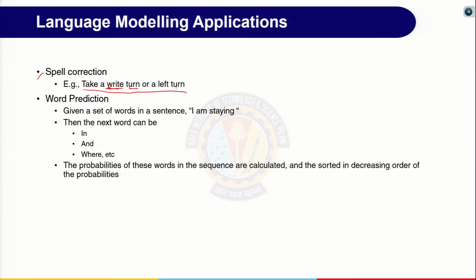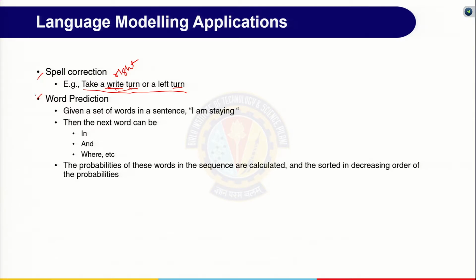As we are talking about turns, we can say that this particular word should be written as RAGHT instead of WRIT. So spell correction can be solved by language modeling. The other thing is word prediction. Whenever you are using google.com and trying to search any phrase, you might have noticed there's a completion that is coming at the end of your search query. So how does that happen?